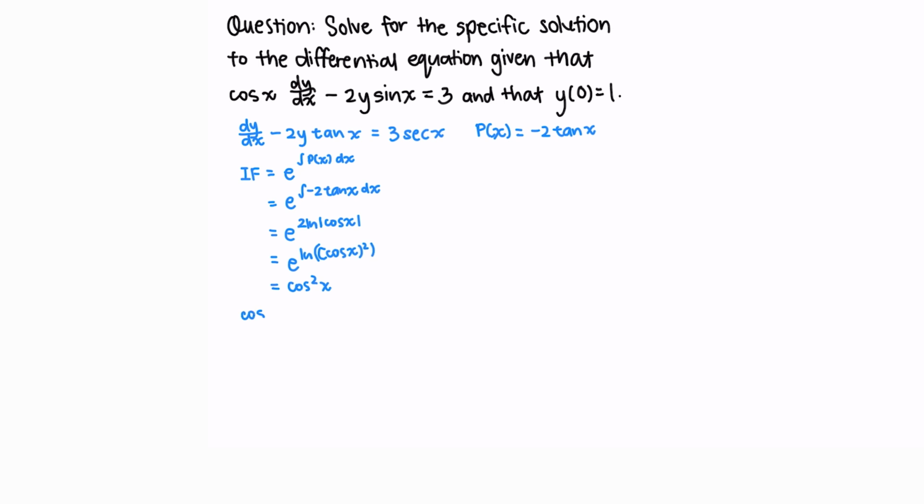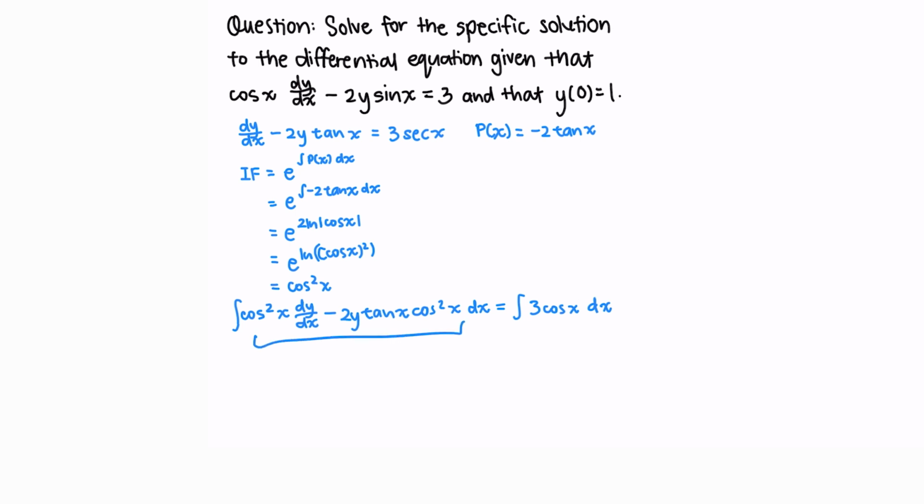So this becomes cosine square x dy over dx minus 2y tangent x times cosine square x equals 3 secant x times cosine square x. And remember, secant x is 1 over cosine x. So this just simplifies to 3 cosine x. Now what I'm going to do, maybe you have guessed, is I'm going to integrate both sides.